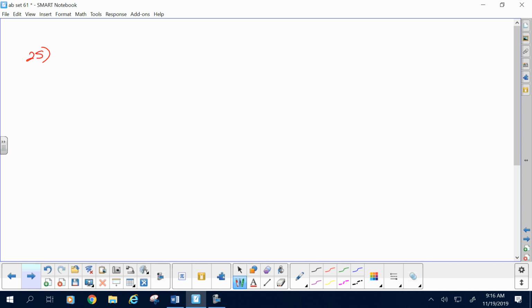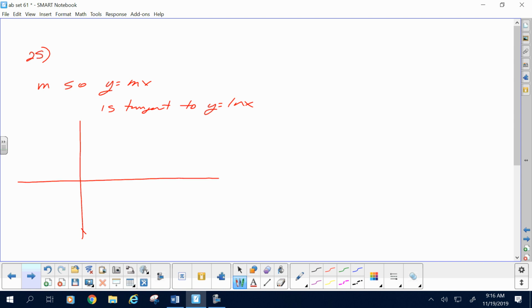Okay, value of m so that y equals mx is tangent to the natural log curve. Now, first understand the question. Here's natural log, and you should focus on the fact that you have no y-intercept.